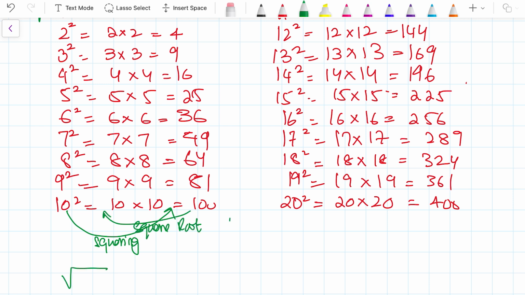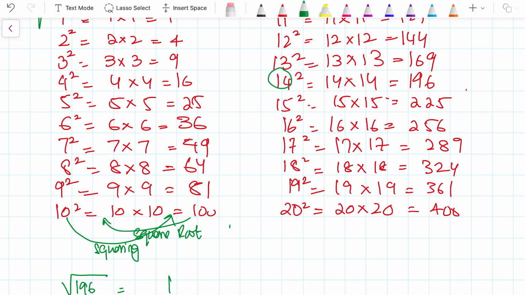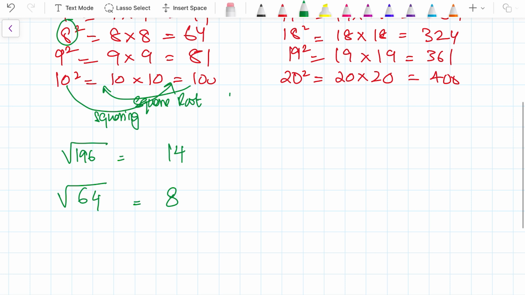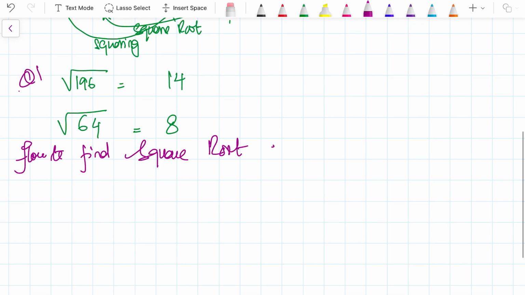If I say square root of 196, so square root of 196 is 14. If I say square root of 64, so square root of 64 is 8. But what if you have not learned these by heart? What is the other way around? The other way around is how to find square root. For example, if I have to find the square root of 196, how do I find that out?